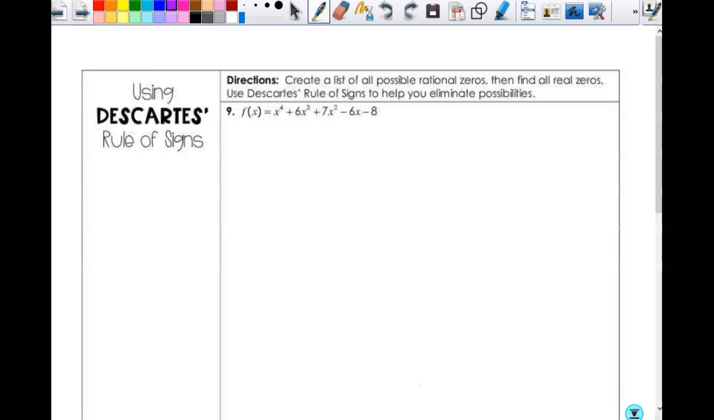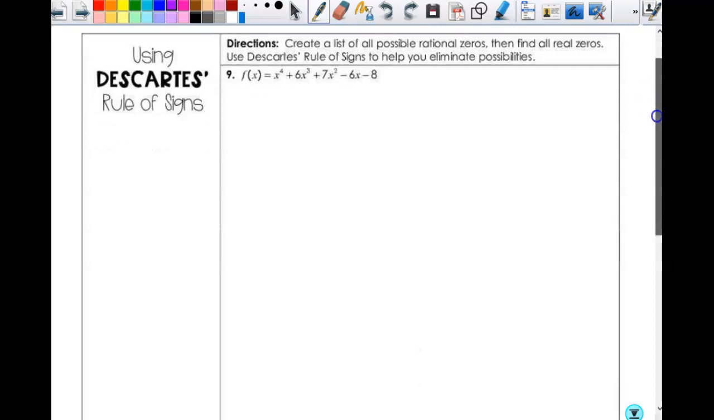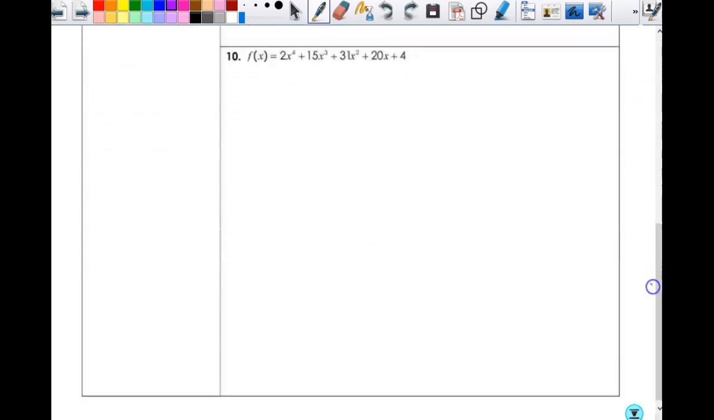So it says, create a list of all possible rational zeros, then find all real zeros. Use Descartes' rule of signs to help you eliminate possibilities. Okay, so we're doing number 10. So we're going to come up with all of the possibles. So I'm using this and this, just like we've been doing. So that means I could have in the numerator these factors plus or minus 1, plus or minus 2, plus or minus 4. In the denominator, I'd have plus or minus 1, plus or minus 2.